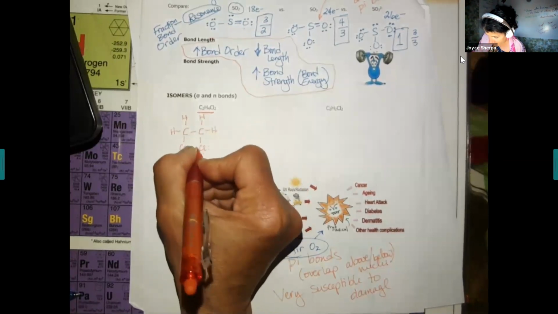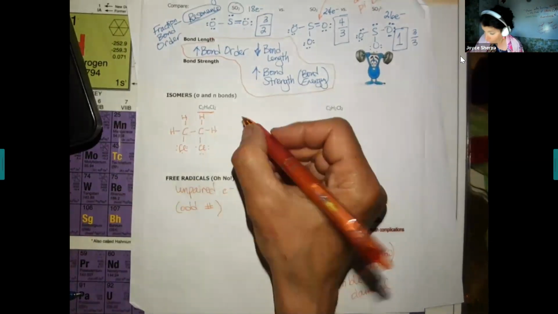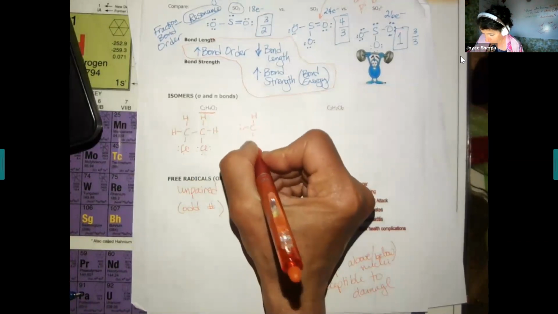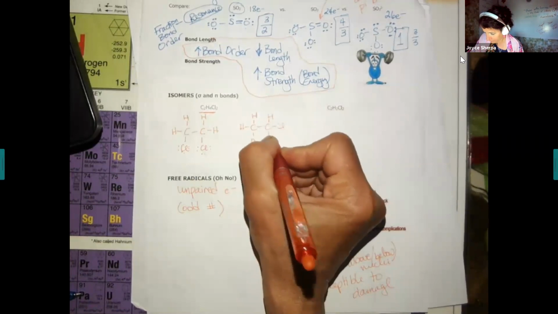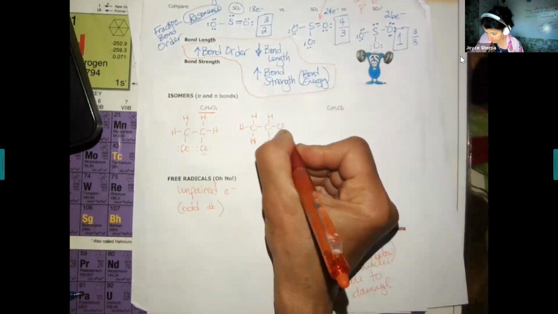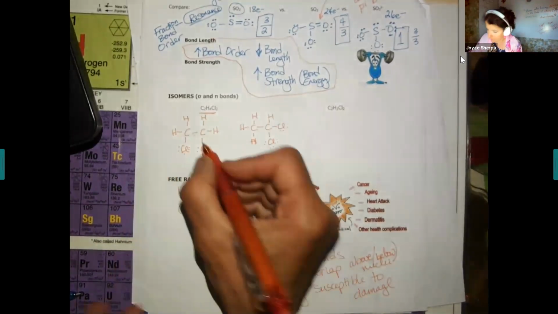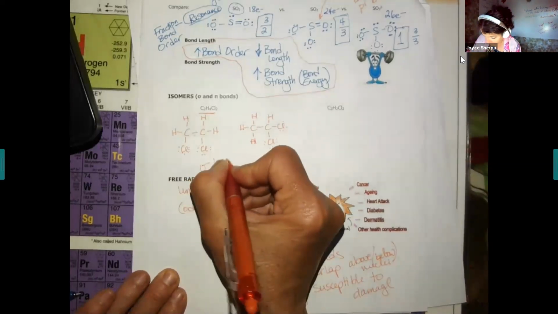And carbon makes 4 bonds, so I'm going to be good. Or we can give one of them 3 hydrogens and the other one 2 chlorines. Those are isomers, because single bonds, sigma bonds, rotate.